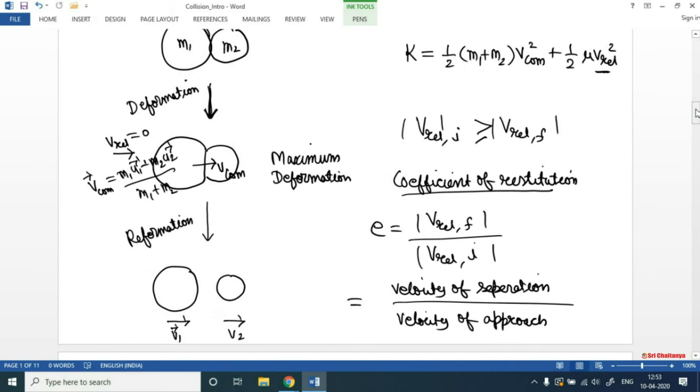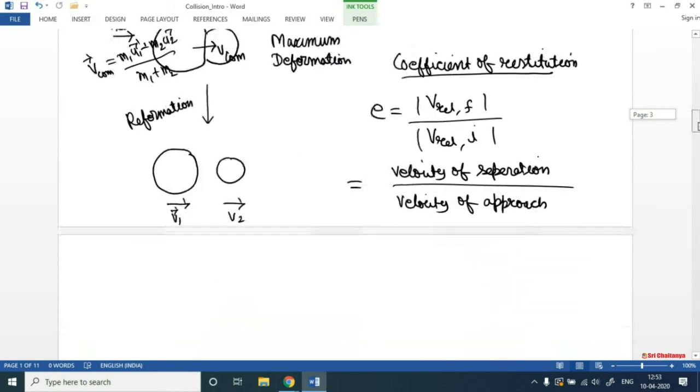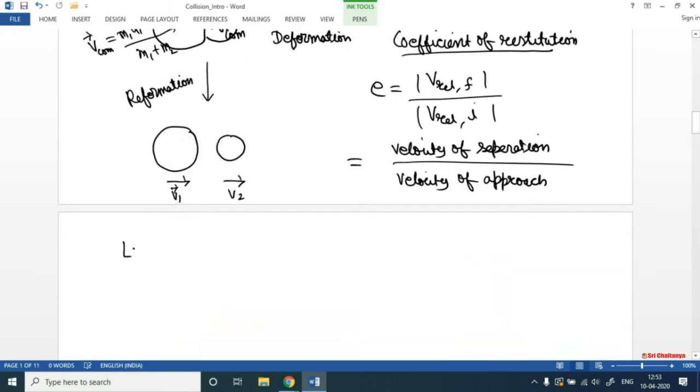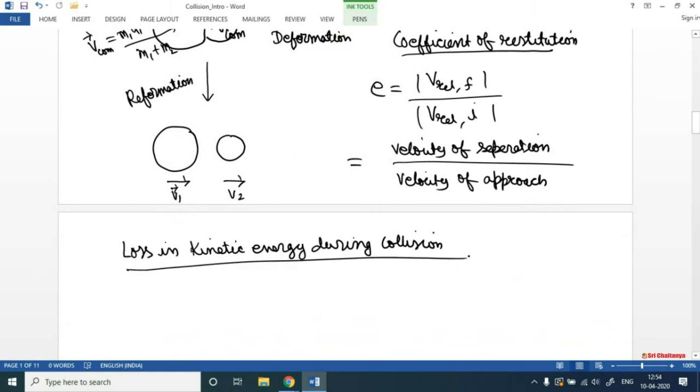So obviously, let's say this is the initial kinetic energy, and the final kinetic energy we can write similarly. So delta K, the change or loss in kinetic energy during collision, we can write. When we write kinetic energy, that was half (m1 plus m2) times v com squared plus half mu v relative squared.